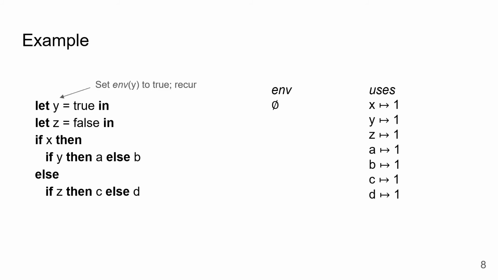The first thing we encounter is a let binding from y to true. So we add this binding to the environment and make a recursive call. At the recursive call, we encounter a let binding for z, which we can then add to the environment and make a recursive call on the if-then-else.